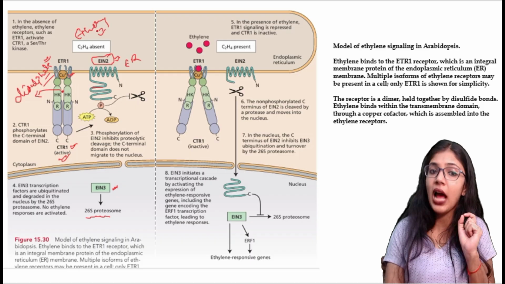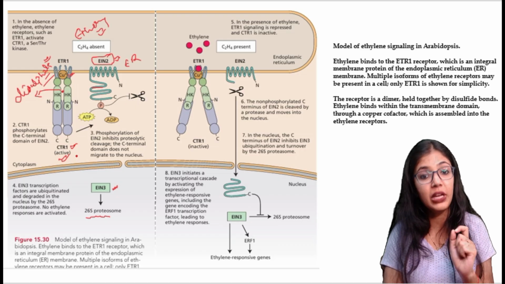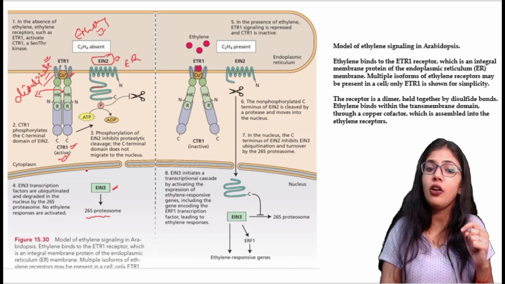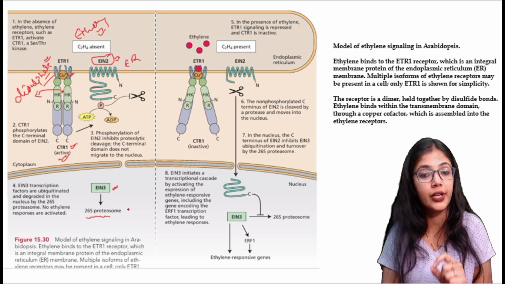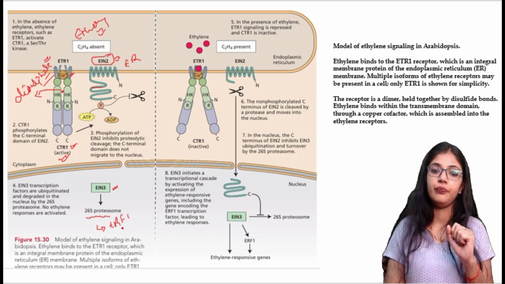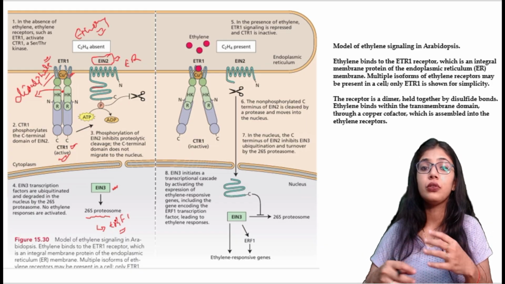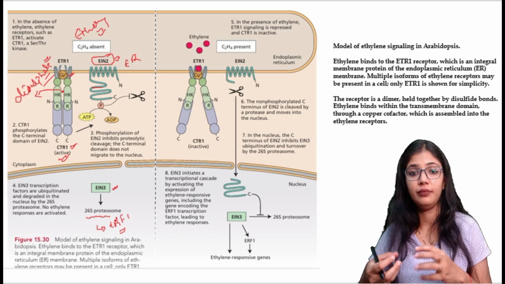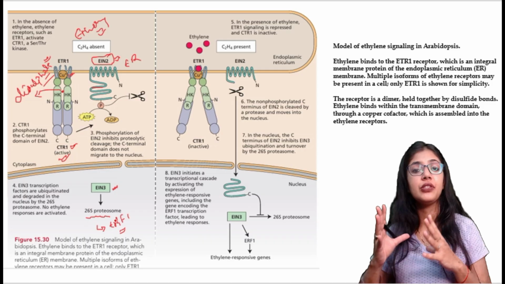In the absence of ethylene, the C-terminal of EIN2 cannot be cleaved because CTR1 has already phosphorylated it. So it cannot enter the nucleus. As it cannot enter the nucleus, EIN3 is degraded. So there is no transcription of ethylene response factors, and ethylene-responsive genes are not produced here. In the next case we will see what happens in the presence of ethylene.